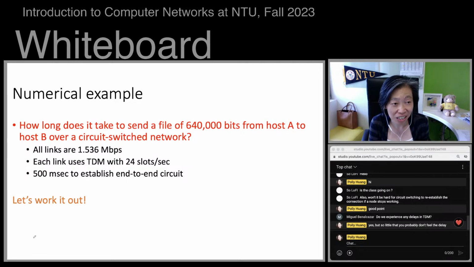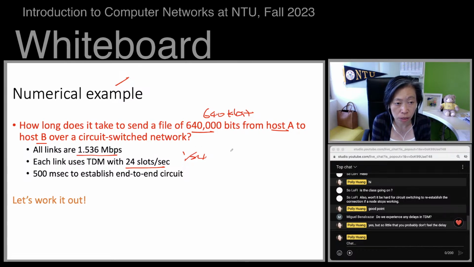Okay, so let me go to the whiteboard and see if we can work on this together. This is the exact example shown in the video. So we have 640K bits to send. We want to establish a connection between host A and host B. And in this network, every link is this fast, and it runs TDMA, and each connection gets a 1/24th of the time. So that is also saying we get only this much speed for the data we want to send.